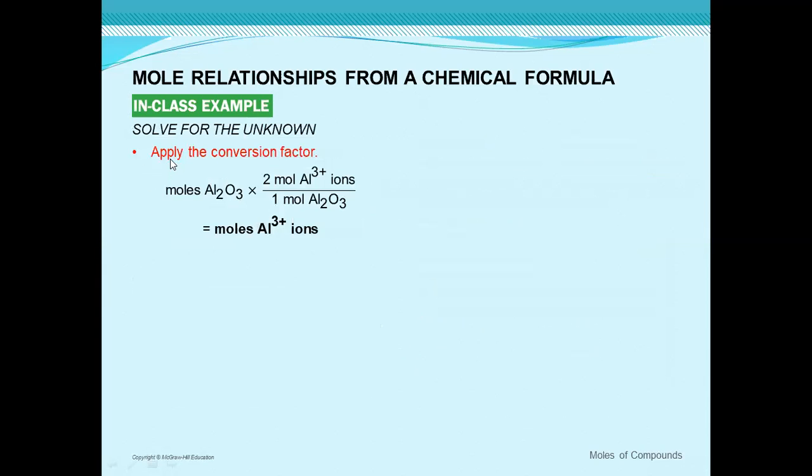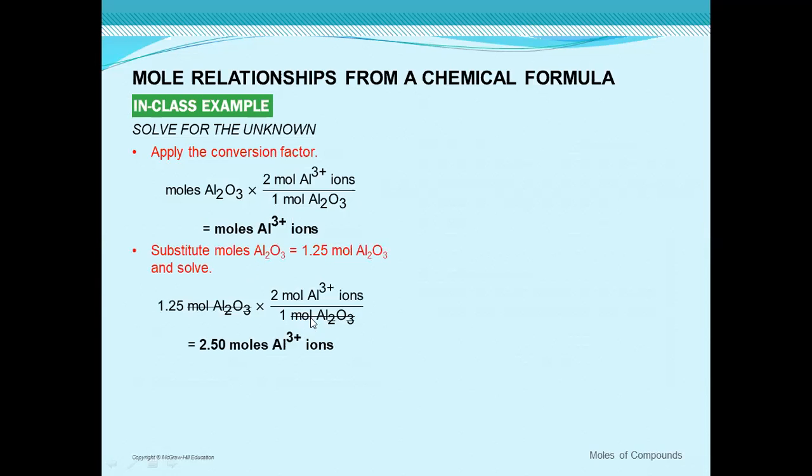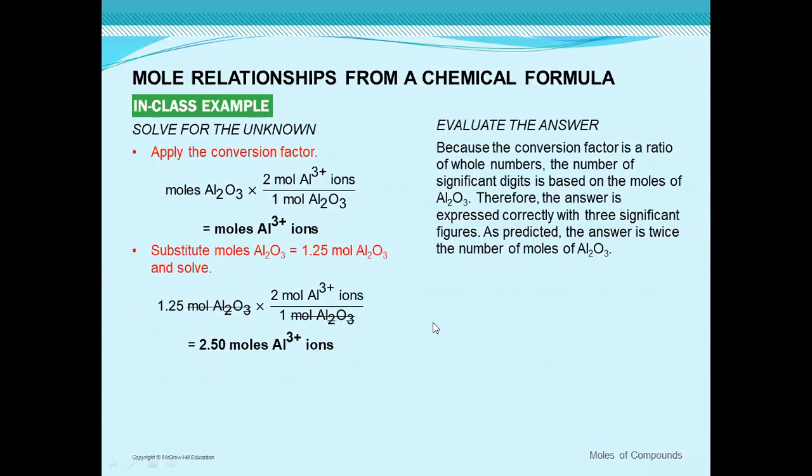After applying the conversion factor, moles of aluminum oxide times 2 moles of aluminum ions divided by 1 mole of Al2O3 equals moles of aluminum ions. So 1.25 mole is the number of moles of aluminum oxide, times 2 moles of aluminum ion divided by 1 mole of Al2O3, equals this number times this number, which equals 2.50 moles of aluminum.